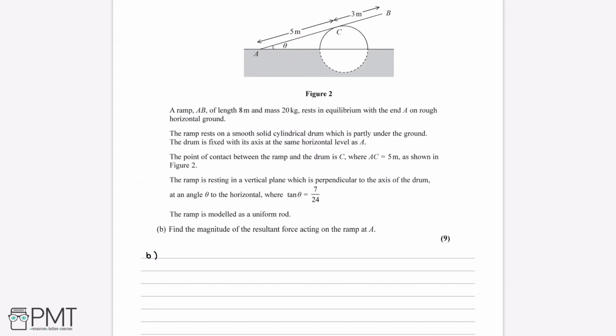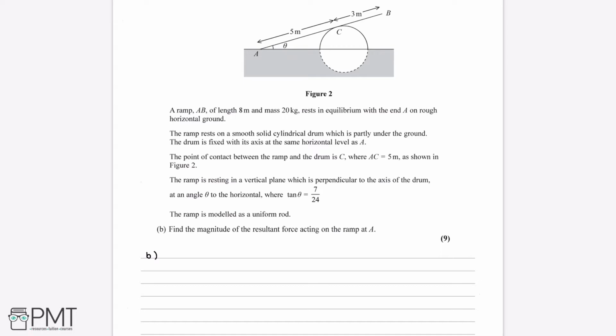So the first thing we're told is that the ramp has a mass of 20 kilograms, and using the equation F equals ma, force equals mass times acceleration, we know that when the force is weight, the weight must be 20 kilograms times the gravitational acceleration, and therefore the weight of the ramp is 20g.